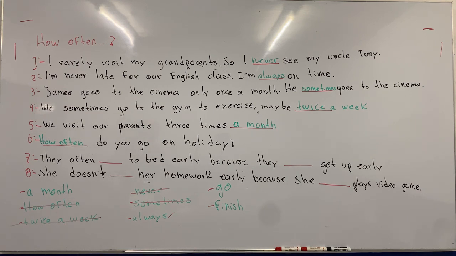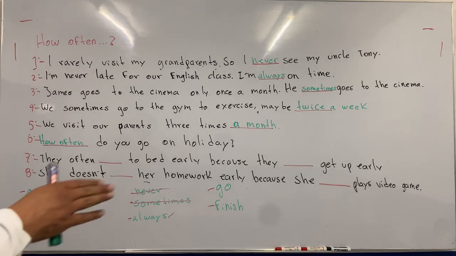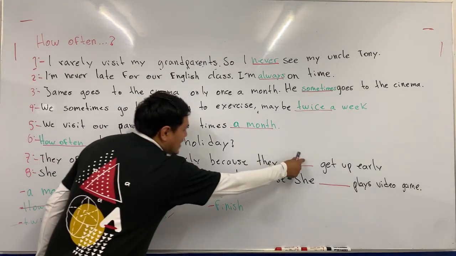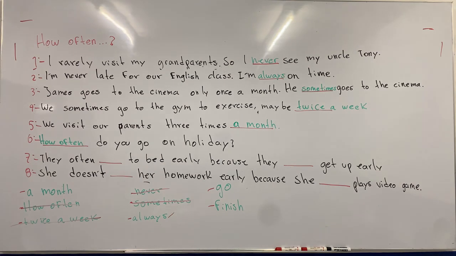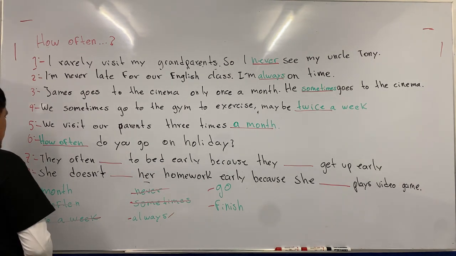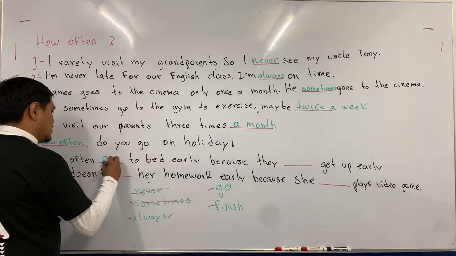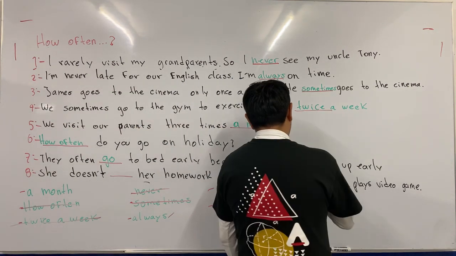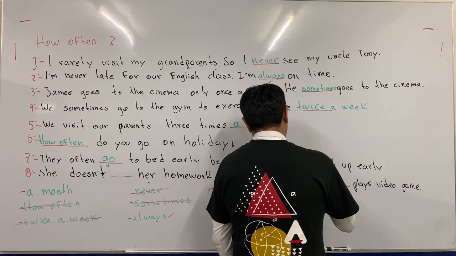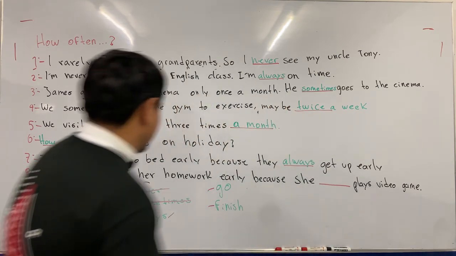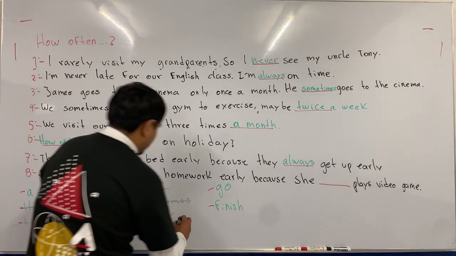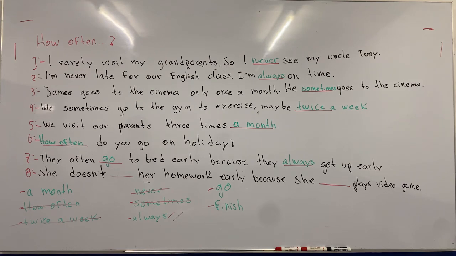They often, right, to the bed early because they get up early. ¿Cuáles palabras podemos utilizar aquí para que tenga oración? The first is go. They often go to the bed early because they always get up early, right? This is the second use for always.